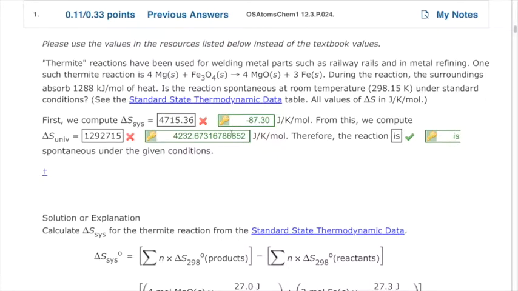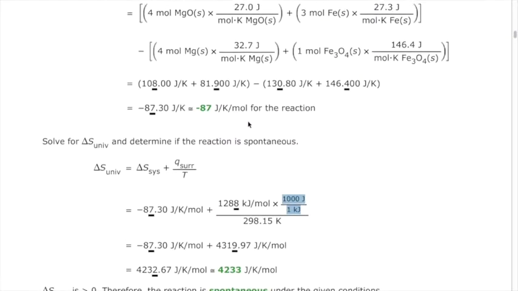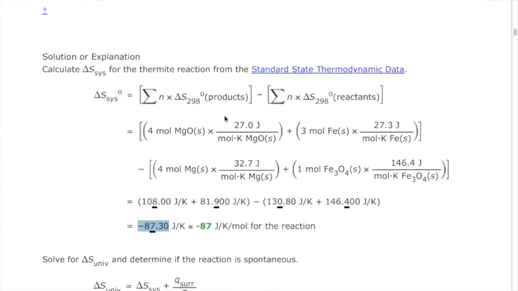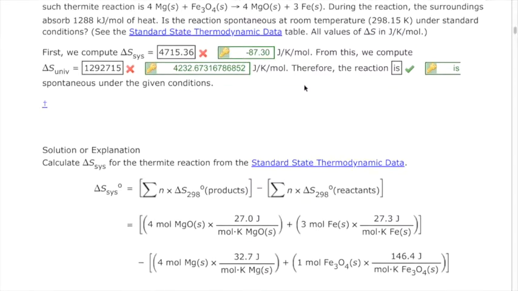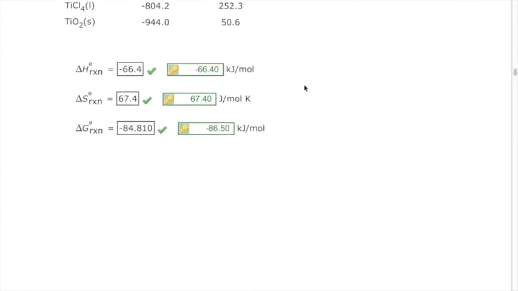And that goes here. Plugging back into these blanks, we had to get negative 87.3, which we calculated here for our delta S system. And this is a positive value. It's a positive delta S value. Entropy is increasing. Therefore, the reaction is indeed spontaneous under these conditions, because delta S is positive. Entropy is increasing, and that is spontaneous by nature. Okay, on to number 4.